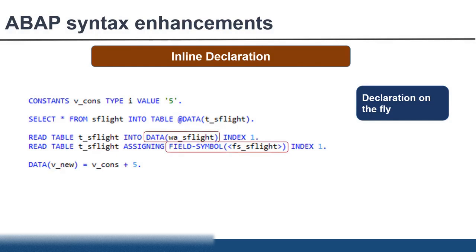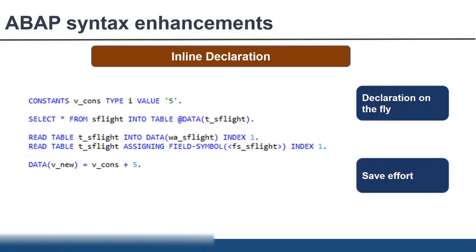The work area as well as the field symbol are declared within the read statement, which will have the structure of the internal table read. The same can be done in loops also. The variable is declared in between the source code as and when required like this. By doing all this, you save a lot of time and effort which you used to spend on the declarations.